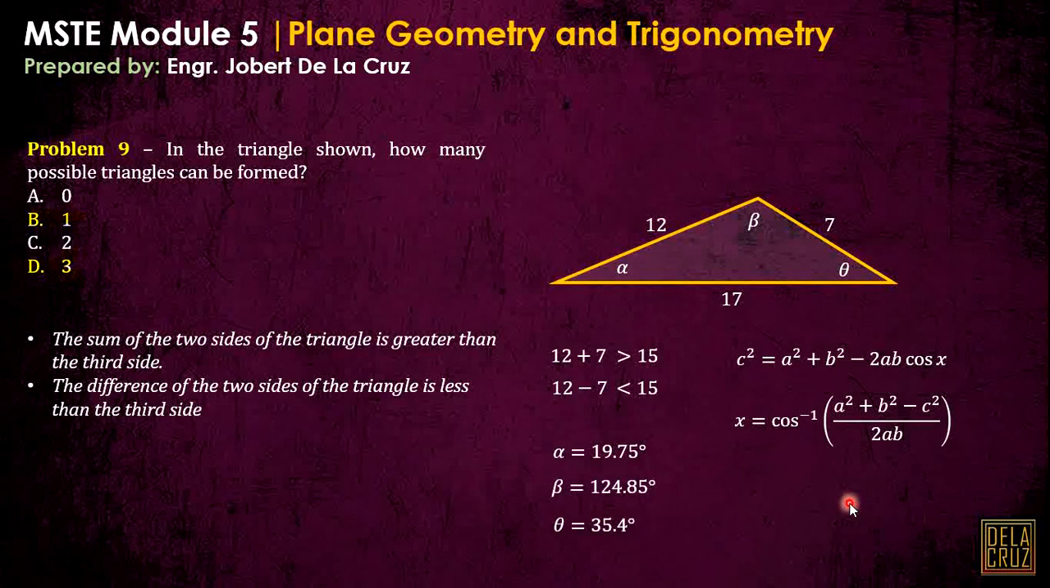Okay? Now, para ma-check natin if may triangle ba talagang nabuo, i-add natin yan. Dapat equal siya sa 180 degrees. Now, if we will add this using the calculator, it will give us 180 degrees. That means may triangle talagang nabuo. Okay?